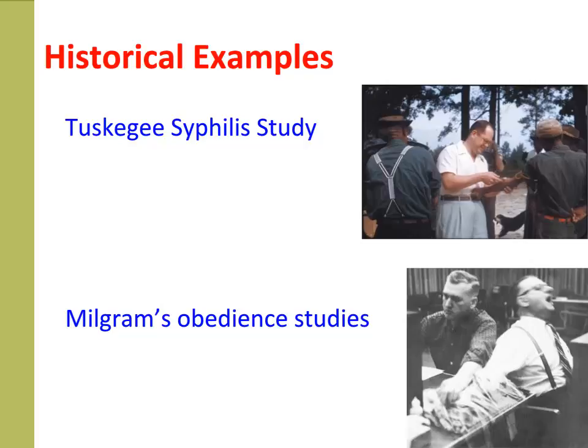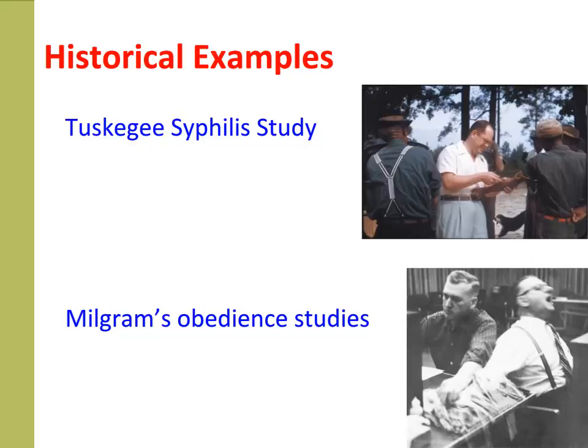Well, we have these rules because we've messed up in our history several times when doing experiments, and these screw-ups have forced us to create very stringent standards of ethical conduct. There are two really great examples of this that we will cover in this lecture. Number one is the Tuskegee syphilis study, and number two is Milgram's obedience study.